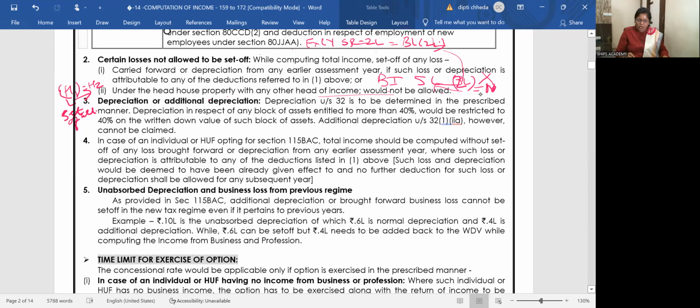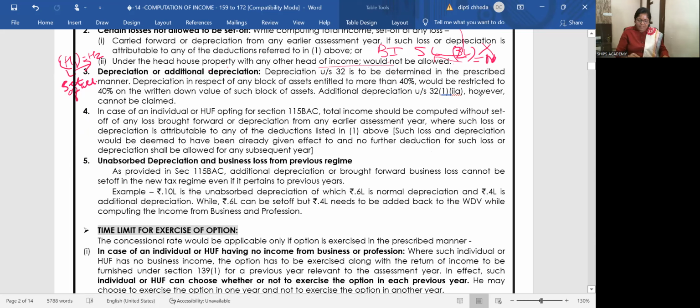Depreciation under section 32 is allowed, but depreciation in respect of any block entitled to more than 40% would be restricted to 40%. Only up to 40% is allowed; anyway, the highest depreciation rate is 40% only. Additional depreciation is not allowed. Underline and mark it, very important for true and false. If you are going for the alternative tax regime, section 115BAC, your additional depreciation is not allowed.